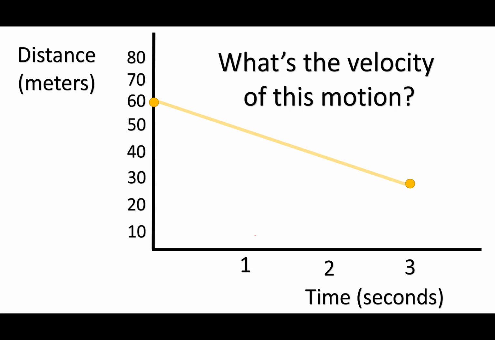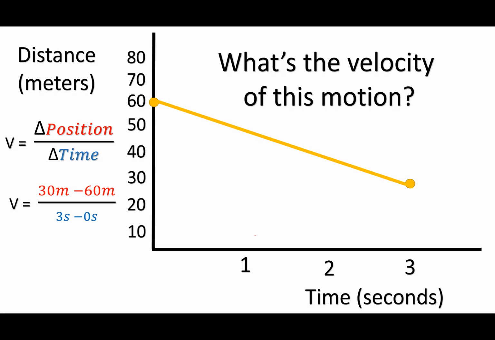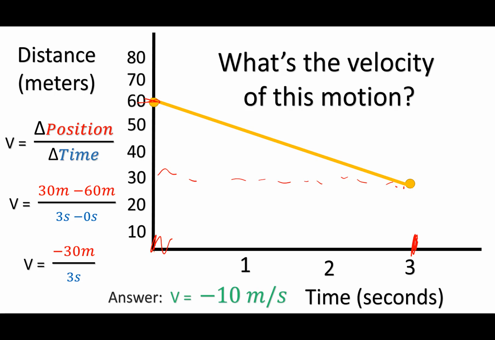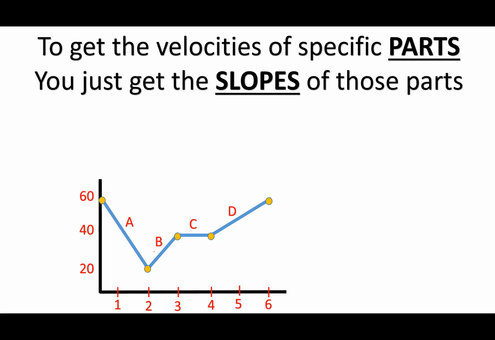So what's the velocity of this motion? Let's practice. Here's a graph. I don't tell you what happens. Can you figure out the velocity? And the answer is yes, you can, because it's the same as the slope, right? The change in position over the change in time, which is the same as y2 minus y1 over x2 minus x1. So y2 is 30. y1 is 60. So 30 minus 60. Over x2, I end at 3 seconds, and I start at 0. So what I get is negative 30 over 3. Hopefully you remember that a negative 30 meters means that I move 30 meters backward. So your answer is negative 10 meters per second. That's a velocity. 10 meters per second backward.